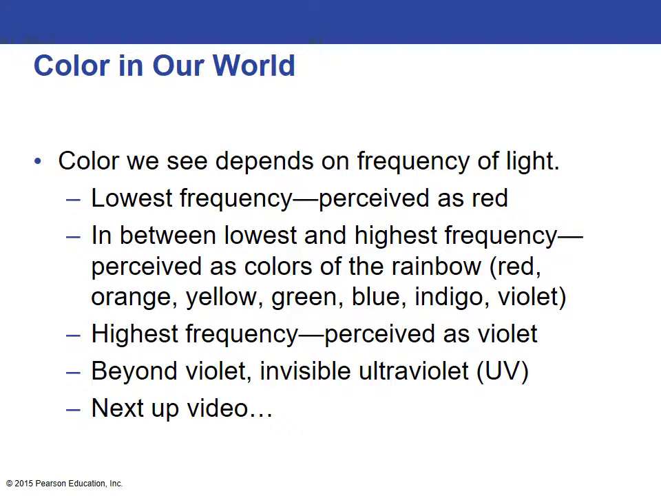Now the color that we actually see depends on the frequency of light. So the lowest frequency that we can see is perceived as red. Below that, which we can't see, would be the infrared. And then as you move up in frequency, you go red, orange, yellow, green, blue, up to violet. So the highest frequency that we can see is the violet. And then beyond the violet, which we cannot see again, is the invisible ultraviolet light. Next up, we'll have a video on the frequencies of light and what colors of light we see best.